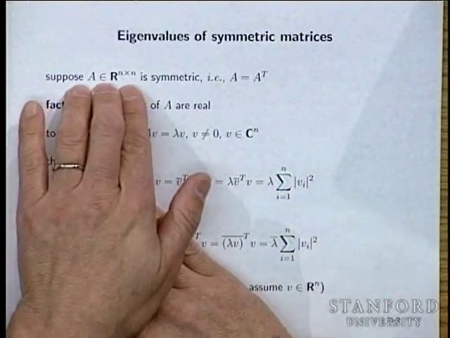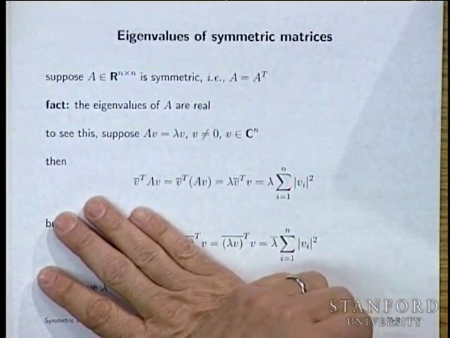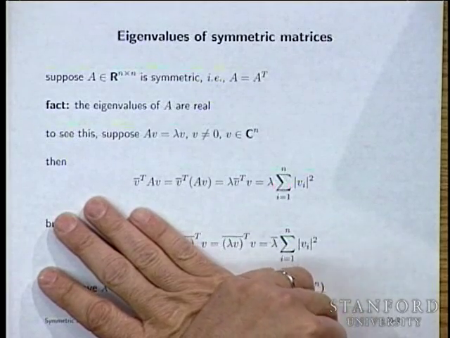So suppose you have a symmetric matrix. Obviously, it's got to be square. And here's the first fact: the eigenvalues of a symmetric matrix are real.